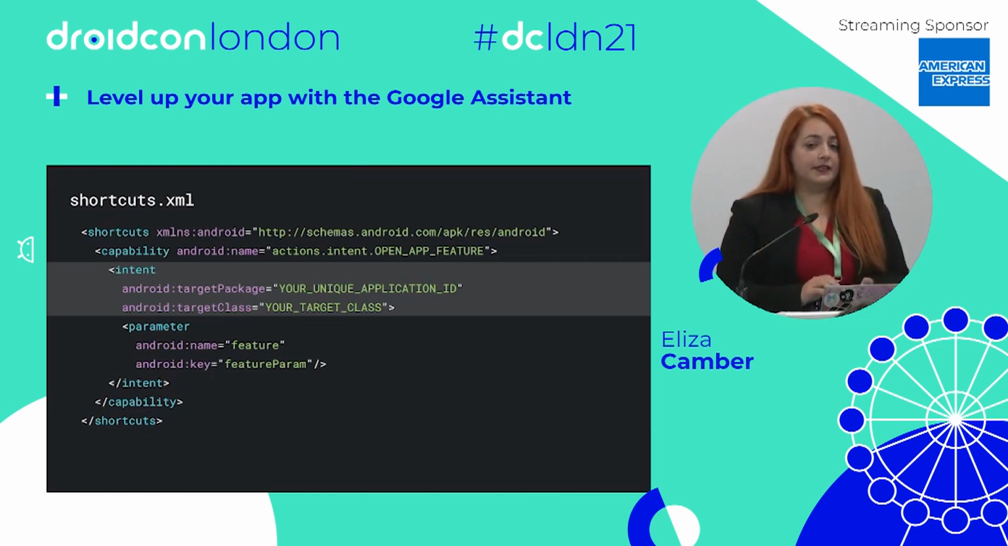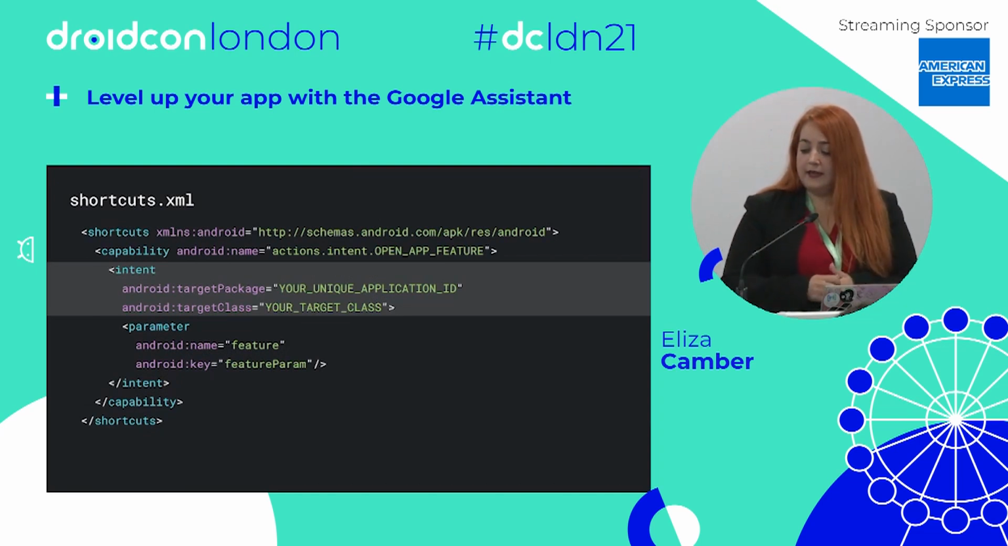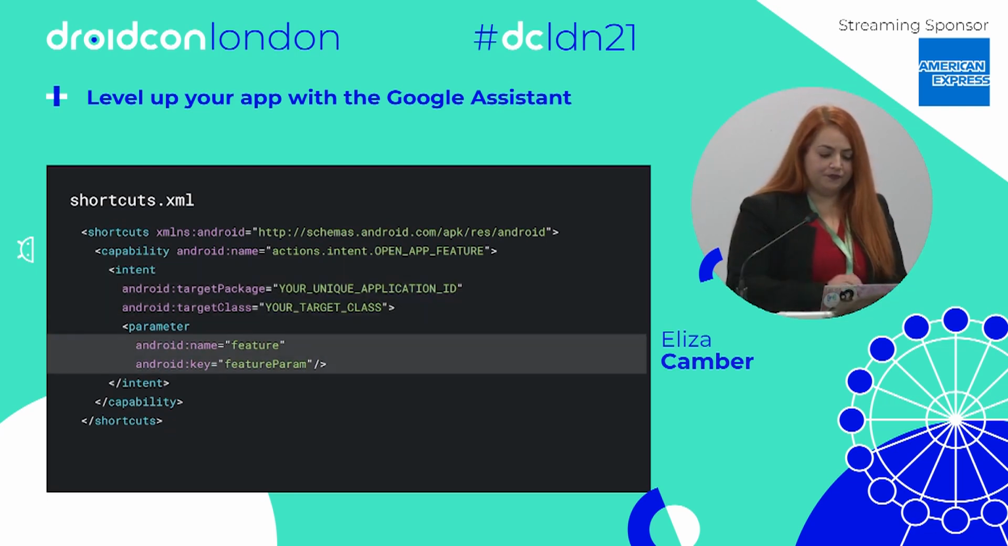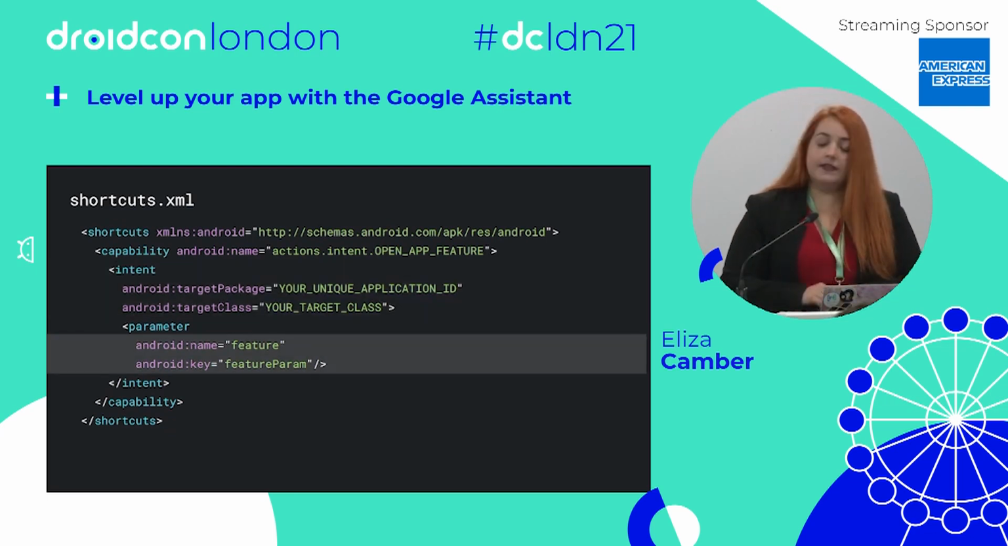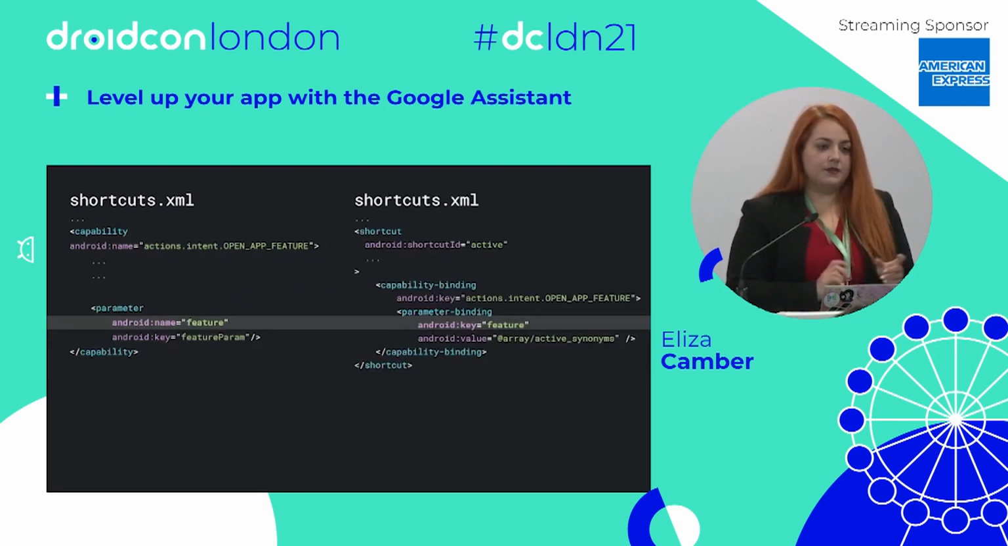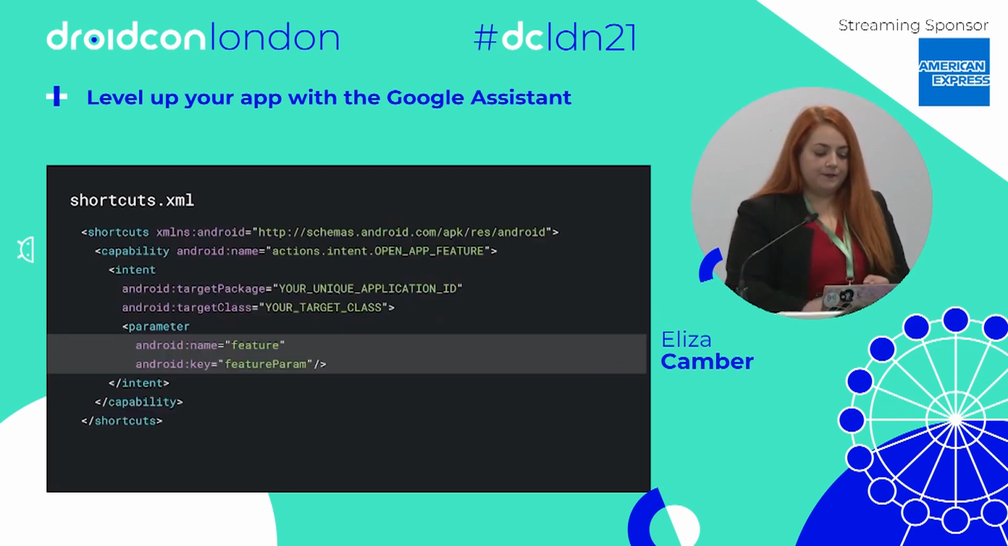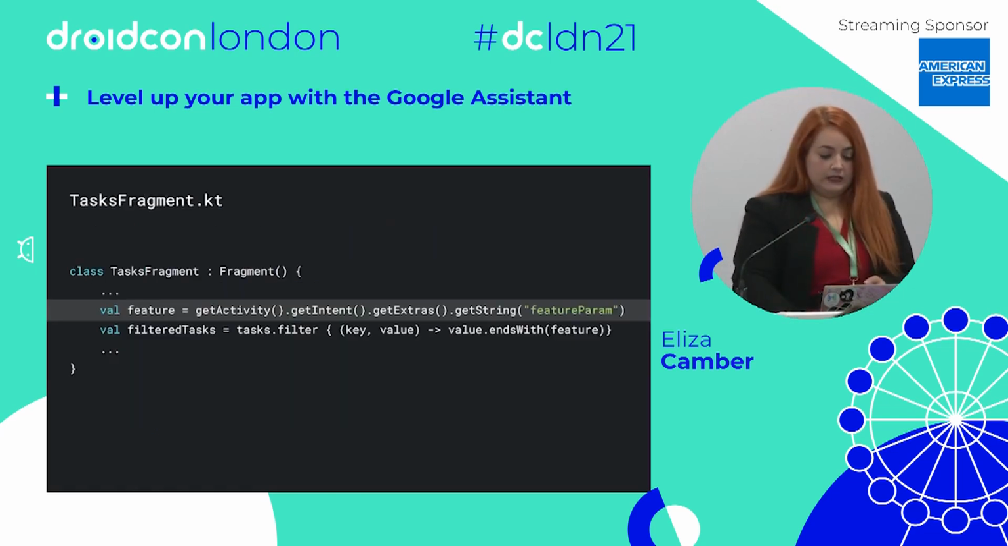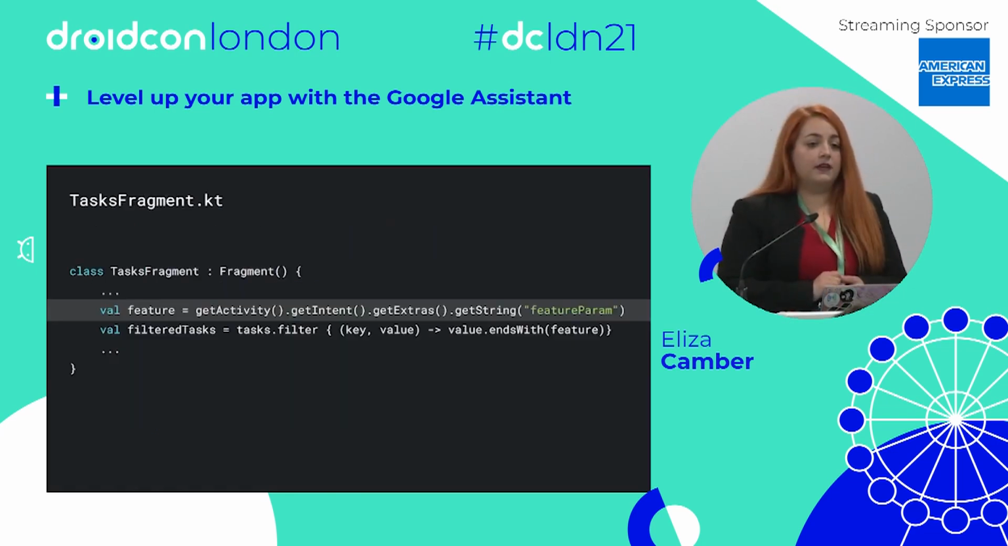Well, we also need our intent. So inside the capability, we also have the intent over there. And for our intent, we use the package name and then the target class, as we would do with any normal intents. The parameter within the intent is the same one that we've used before. So the feature, we just map it to the feature param, and this is going to be the same. So the naming over there is very important.